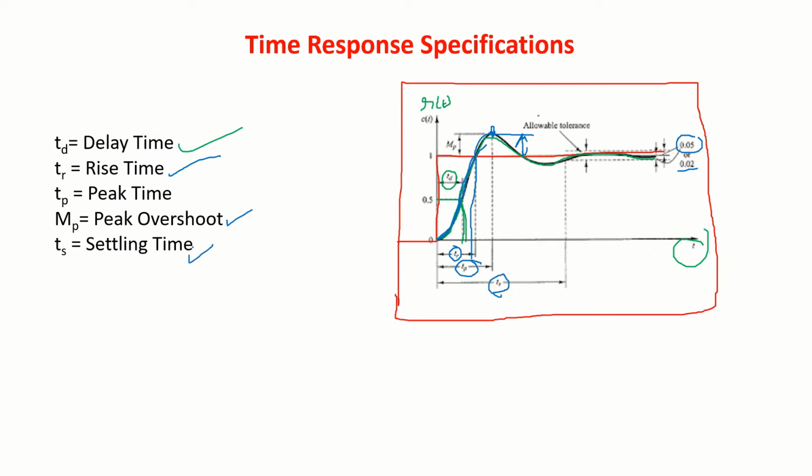These are known as time response specifications. We can specify to what output, what peak overshoot we should have, what settling time we should have, then we can design the system parameters if we specify this. So these are known as time response specifications.